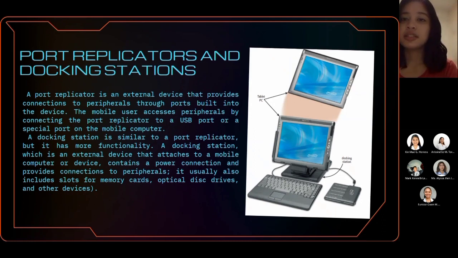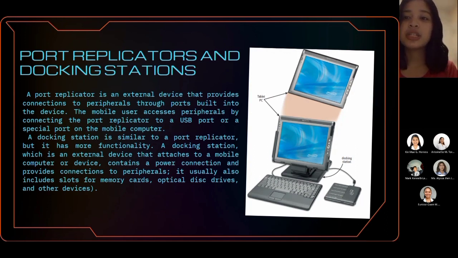Another component of the system unit are the port replicators and docking stations. A port replicator is an external device that provides connections to peripherals through ports built into the device. The mobile user accesses peripherals by connecting the port replicator to a USB port or special port on the mobile computer. A docking station, as you can see in the figure on the right side, is similar to a port replicator, but it has more functionality.